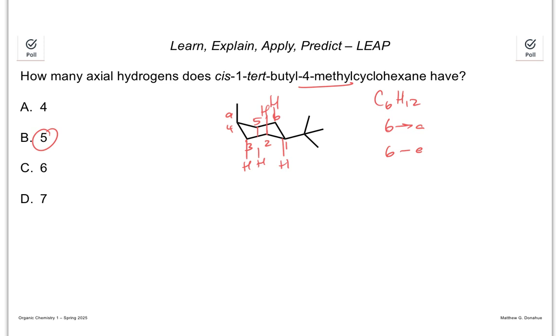So I know this might seem like minutia or very small details, but again, when you start learning reactions, it's important to know the disposition, whether it's axial or equatorial, of the hydrogens, and then which hydrogen is going to get acted upon.